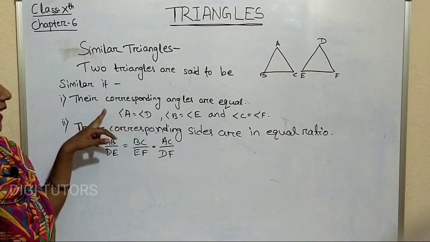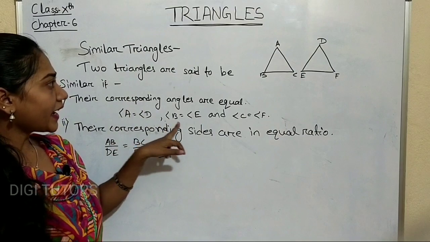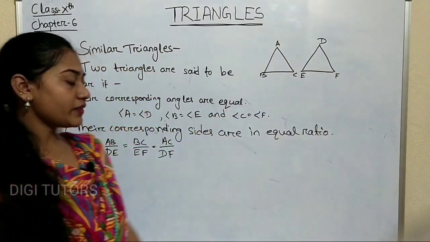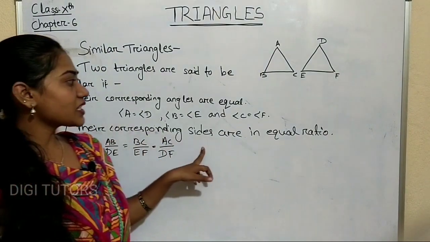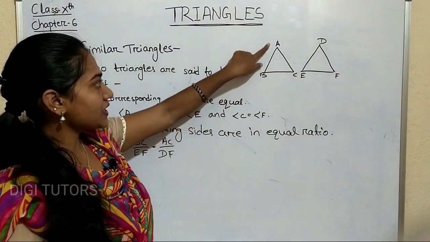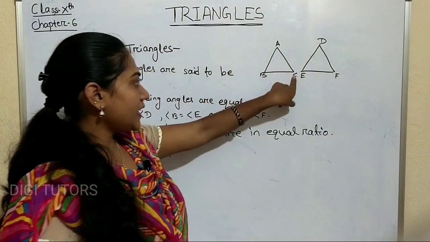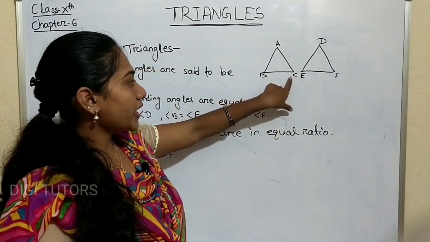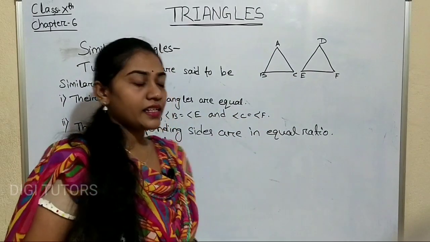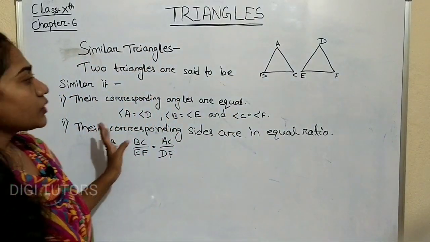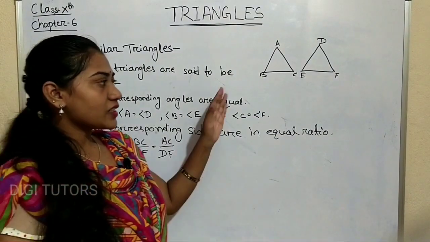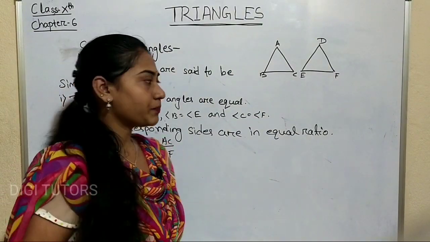angles are equal: angle A is equal to angle D, angle B is equal to angle E and angle C is equal to angle F. Just like that their corresponding sides are in equal ratio, that means AB by DE is equal to BC by EF is equal to AC by DF. Conversely, if two triangles satisfy these two conditions, then we can say that the two triangles are similar.